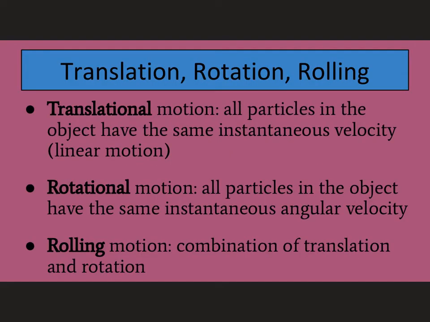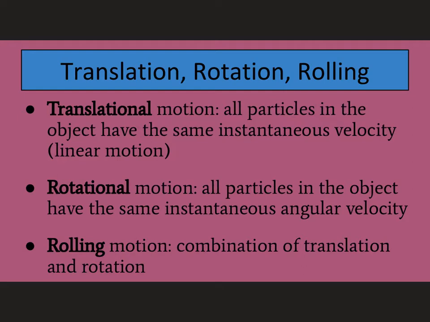So we have really three types of motion. Those motions are translational, which is where all the particles in the object have the same instantaneous velocity. This is when we talk about people running and for the most part cars going down a road or throwing a ball, something like that. That's basically our linear motion.